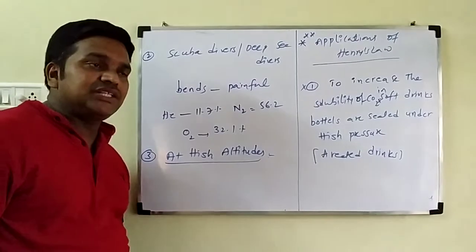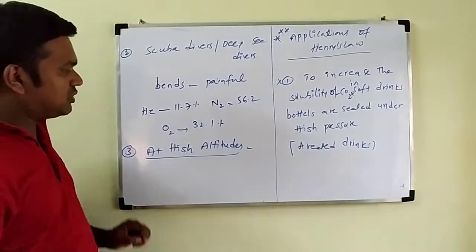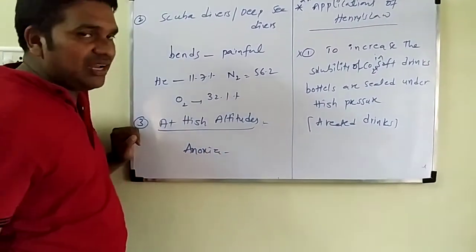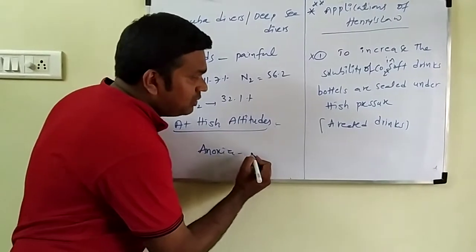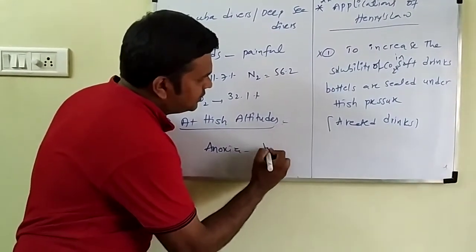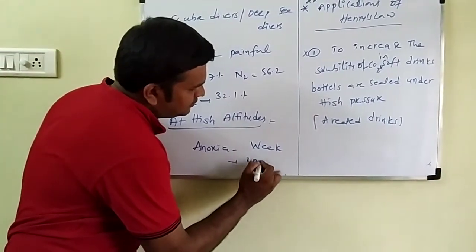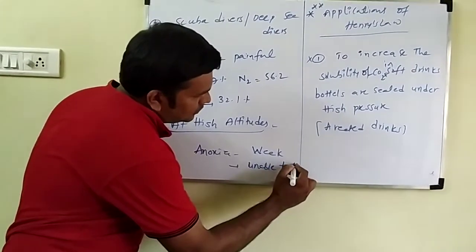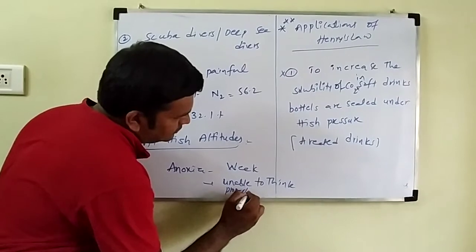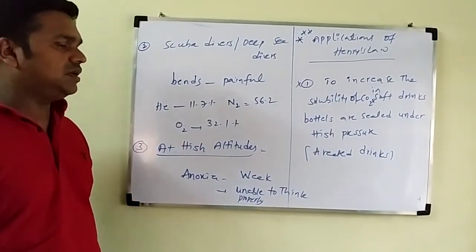Whenever the concentration of oxygen in the blood decreases, it leads to the disease we call anoxia. Anoxia means people become weak and they are unable to think properly. Okay, so these are important applications of Henry's law.